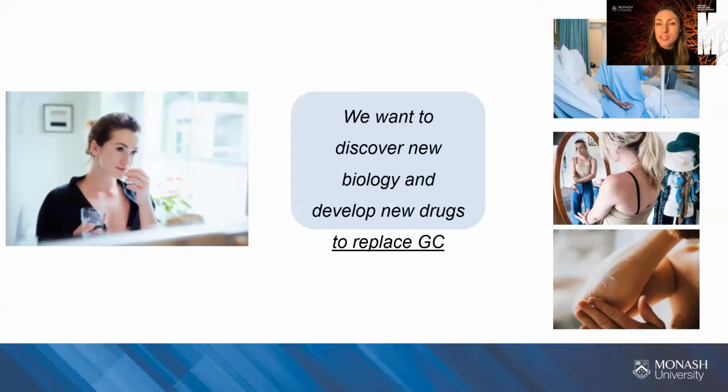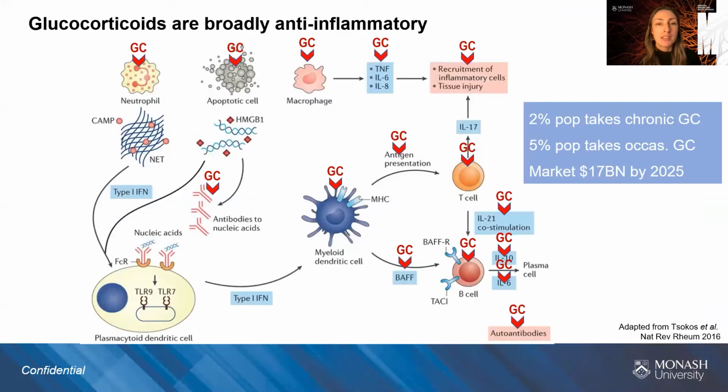So just to focus on some of the lab work that we've got going on at the moment, one of our main goals is to discover new biology and develop new drugs that can ultimately replace glucocorticoids. Glucocorticoids are used in the majority of patients with autoimmune diseases and inflammatory diseases because they very strongly and effectively suppress the immune system across many areas that cause trouble.